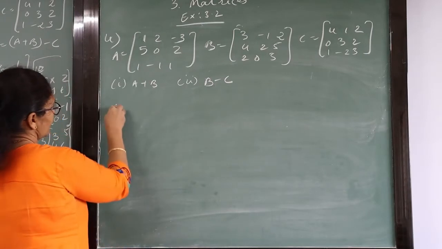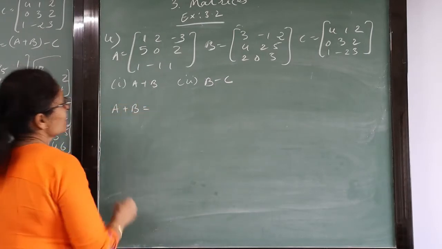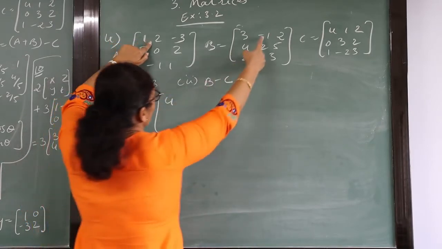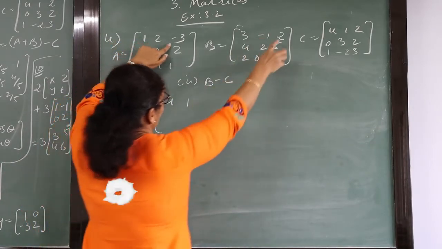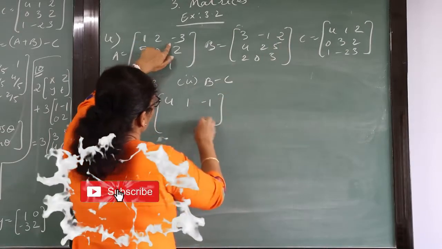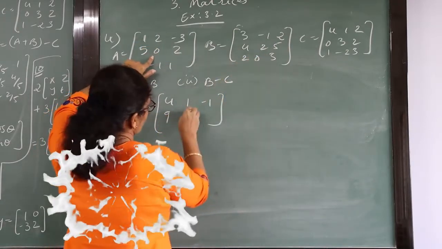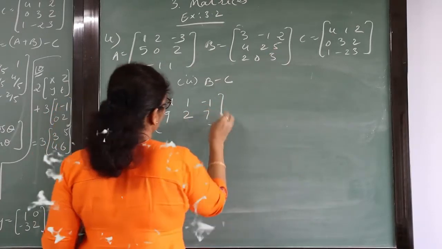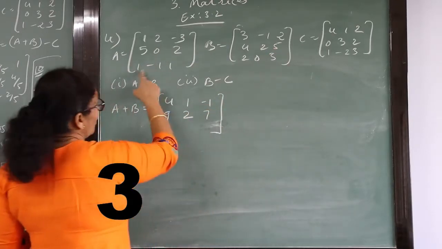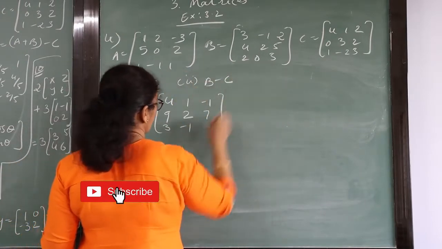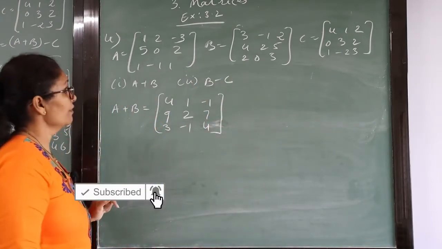So let's first find out A plus B. What is your A plus B? 1 and 3. Now I think it will be more clear to you. 2 minus 1 is 1 and minus 3 plus 2 will be minus 1. 4 and 5, 9. 0 plus 2 will be 2 and 2 and 5 will be 7. Now 1 and 2, 3, minus 1 and 0, minus 1 and 1 plus 3 will be 4.